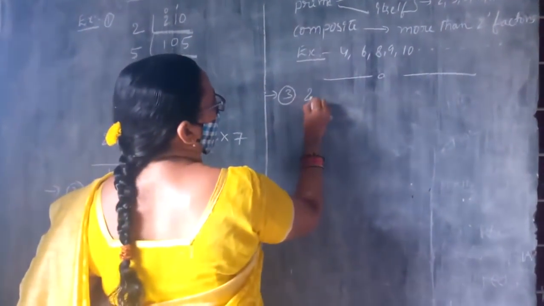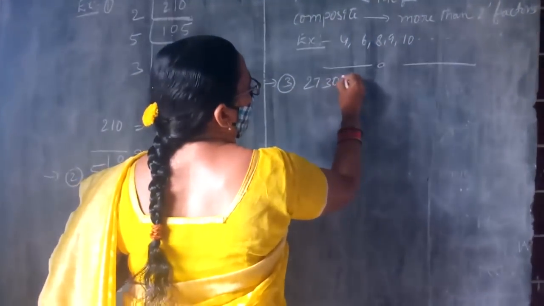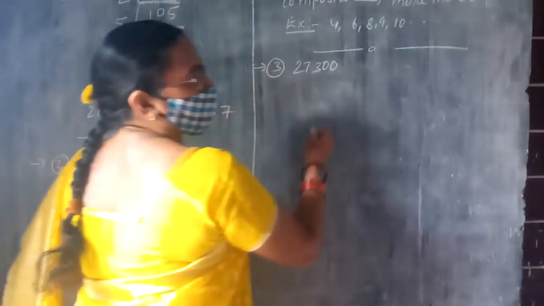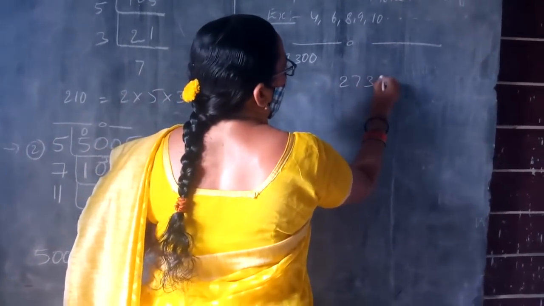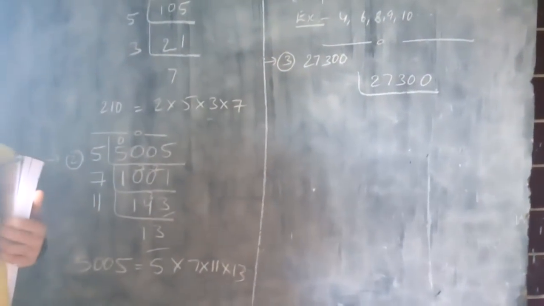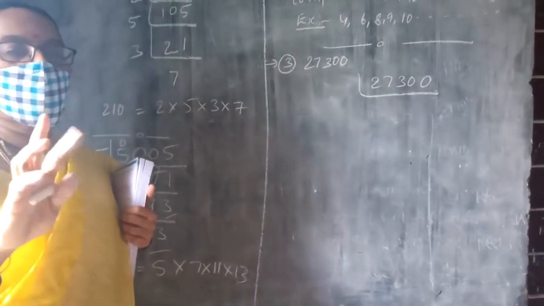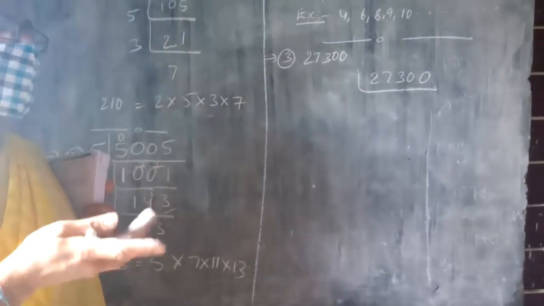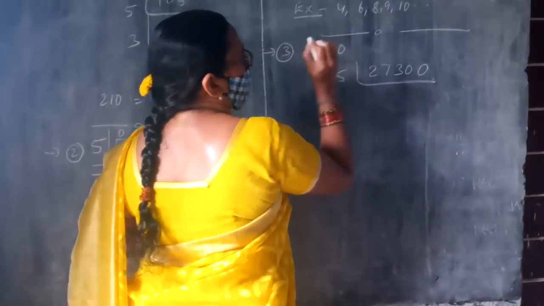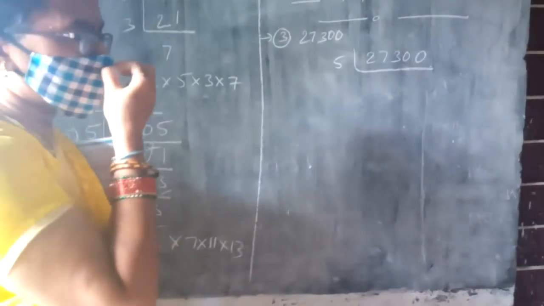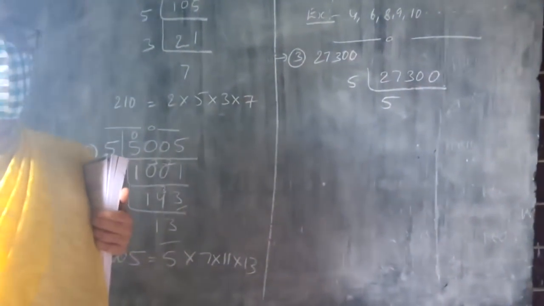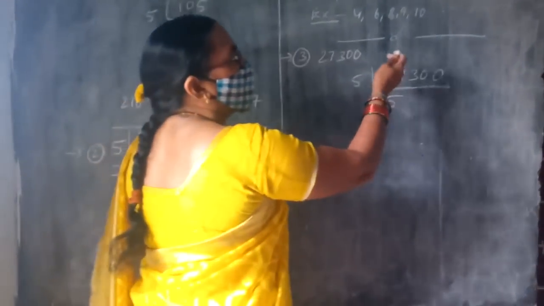27,300. Which prime numbers do we use? We use two prime numbers, 2 and 5. Either 2 or 5. I use 5. How many times is it divisible? 5 times. 5 5s are 25. What is the remainder? 2.